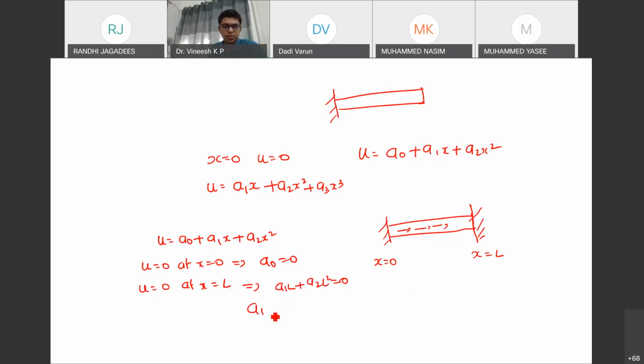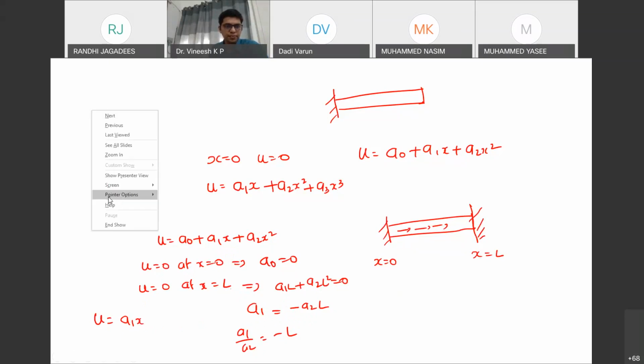Now I am getting an expression for a1. a1 is equal to minus a2 into L. So a1 by a2 is equal to minus L. So I can substitute here, and u I can write like this: u is equal to a1 into x, then a1 is equal to minus a2 L, so I may write it in terms of minus a2 L.